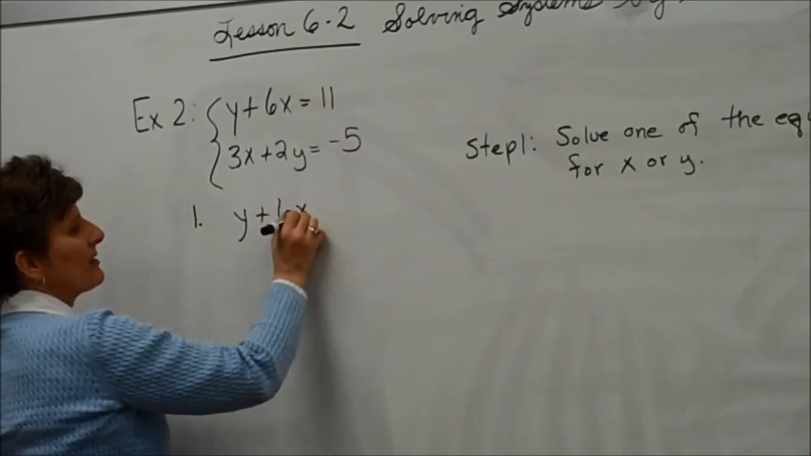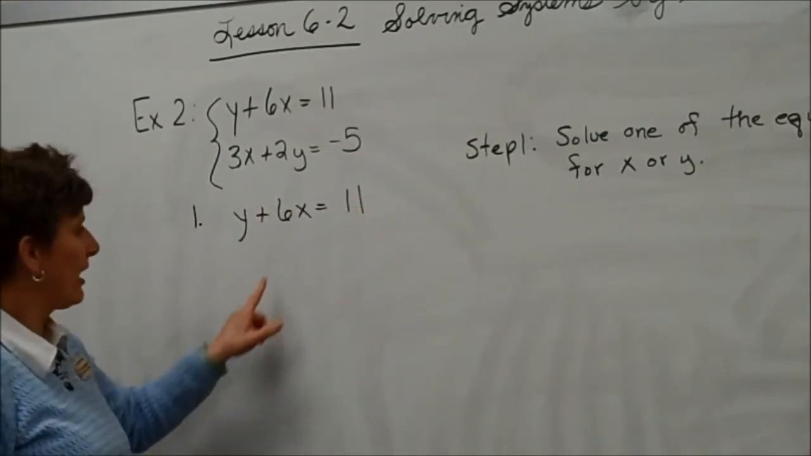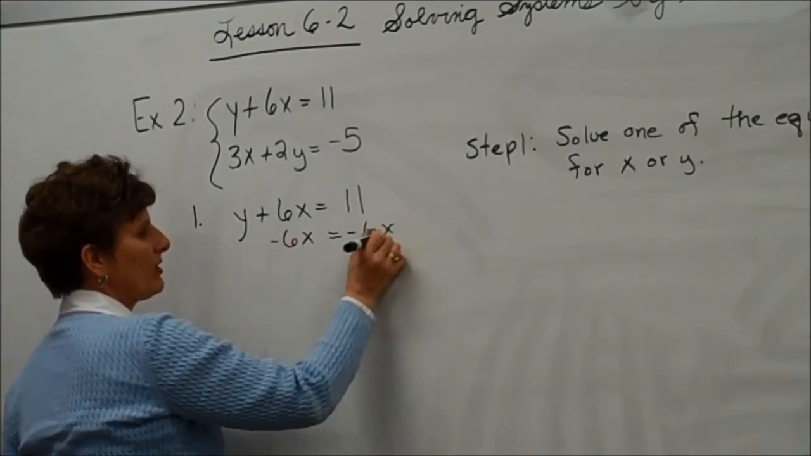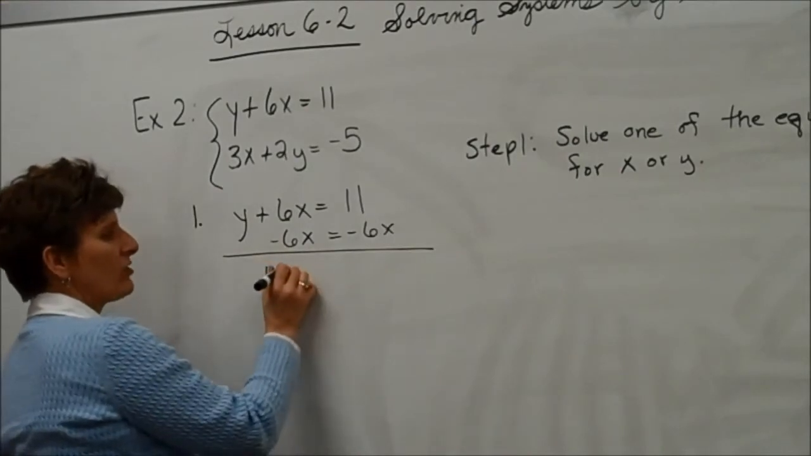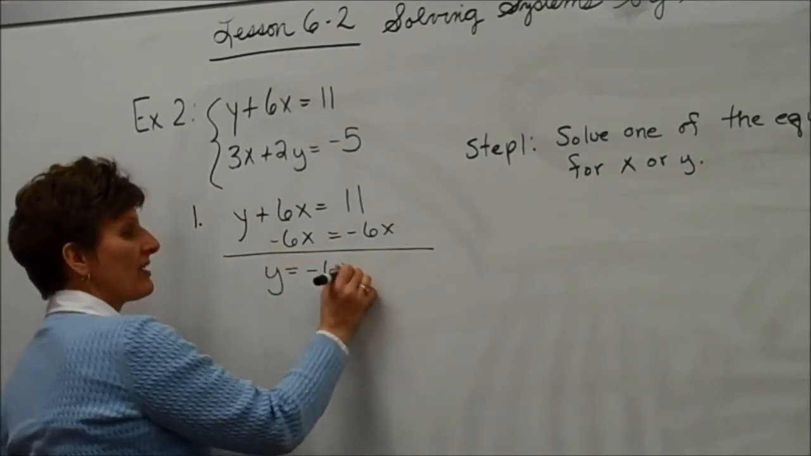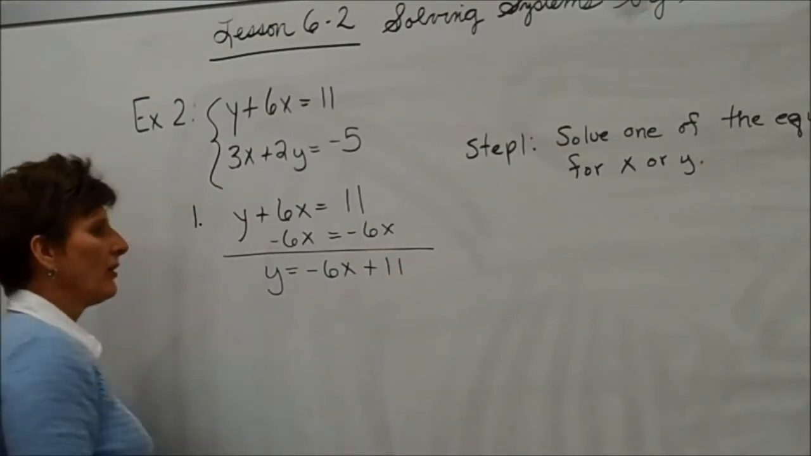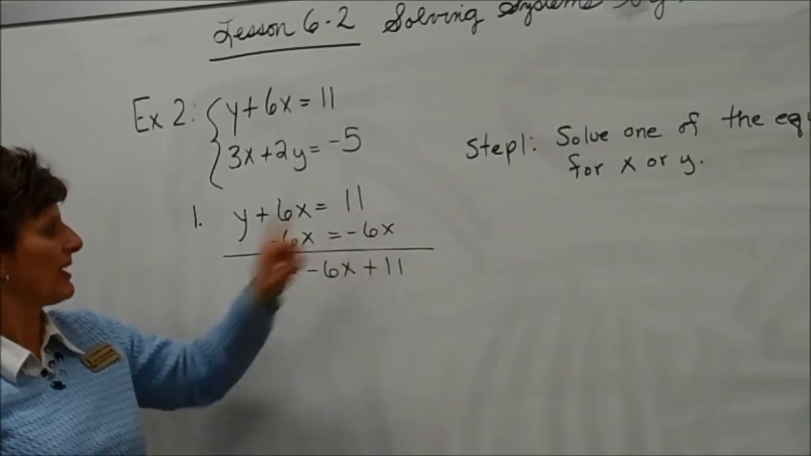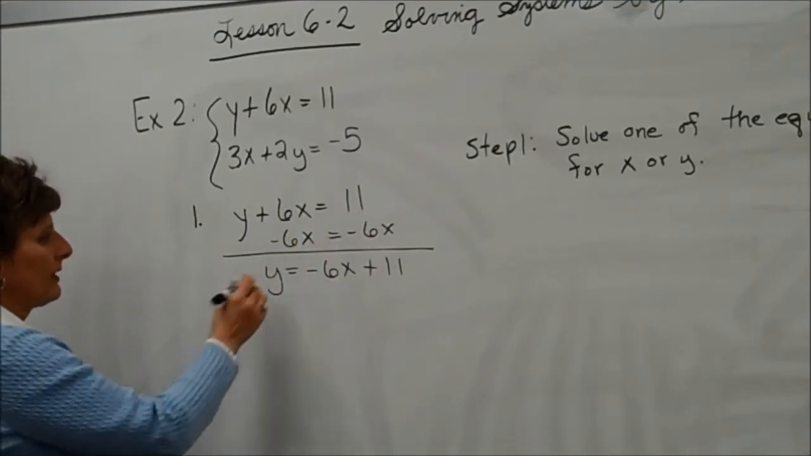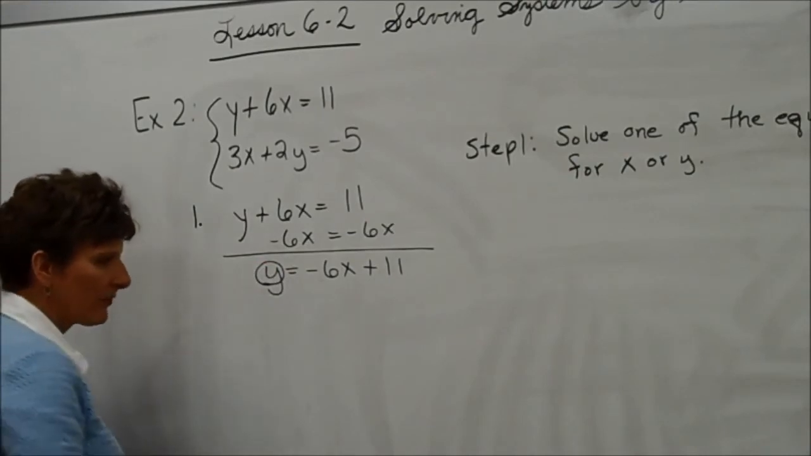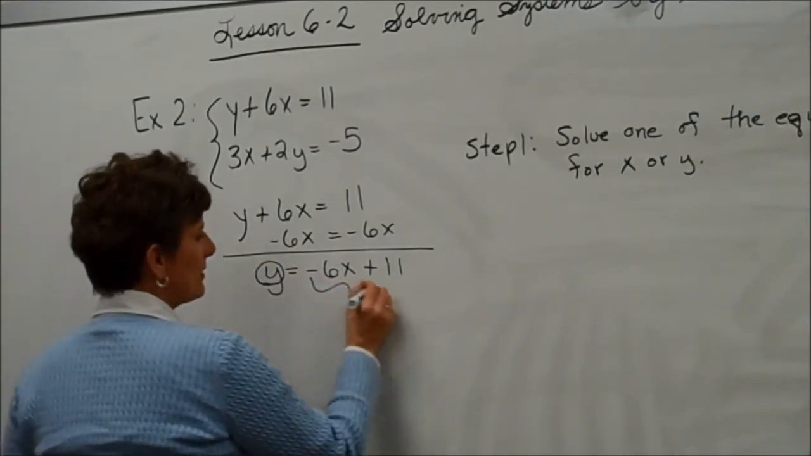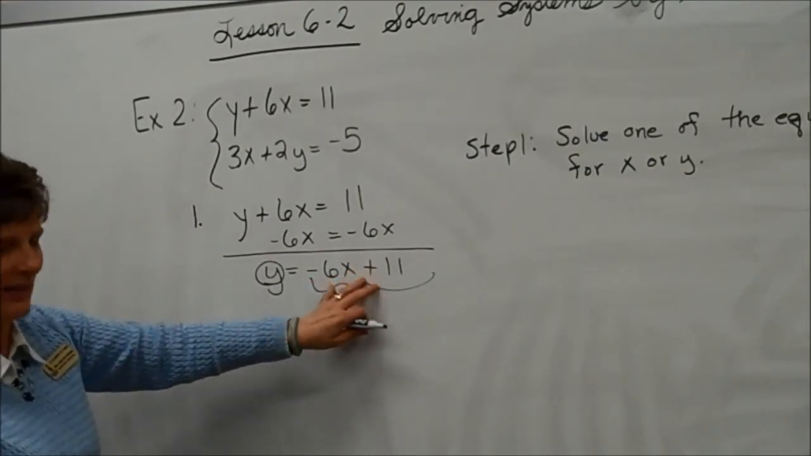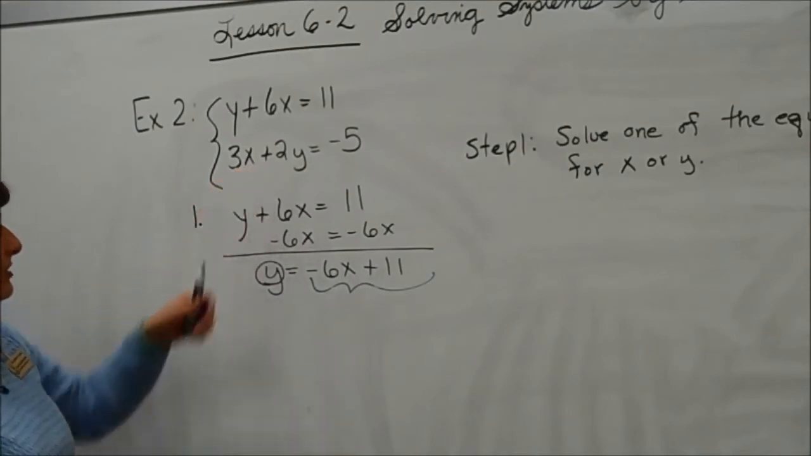Y plus 6x equals 11. To solve for y, all I do is subtract 6x from each side of my equation. This gives me the equation y equals -6x plus 11. Notice the x term is a -6x and the 11 remains positive. Now I have a value for y. I have another name for y, and that is -6x plus 11. So I'm going to use this name for y and put it in the second equation.